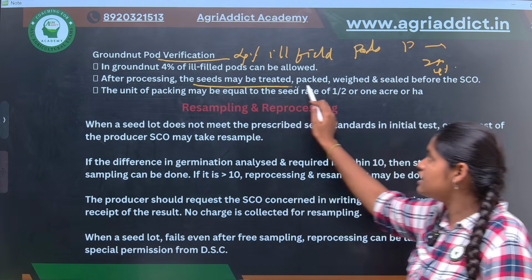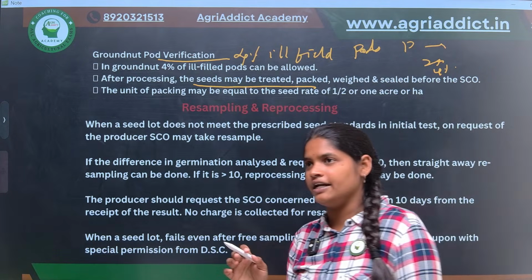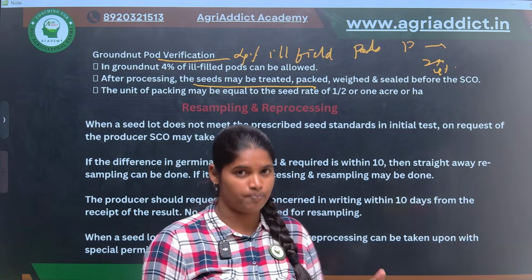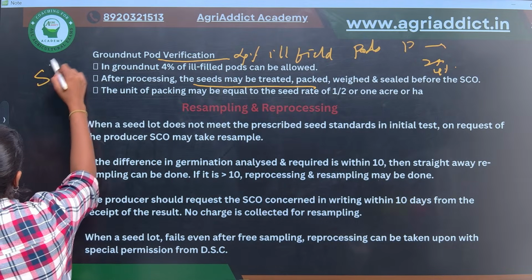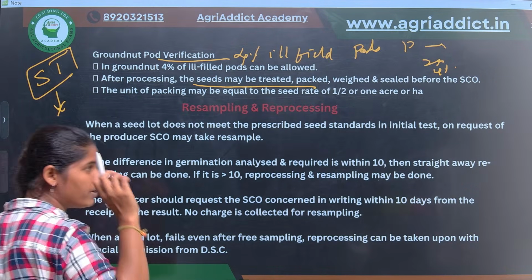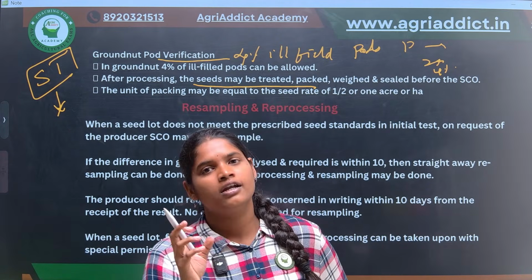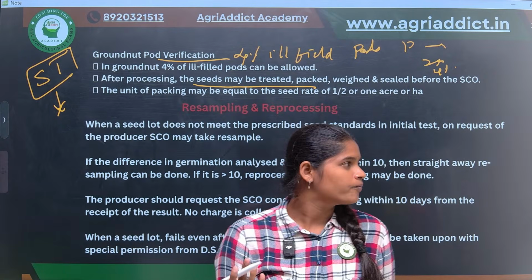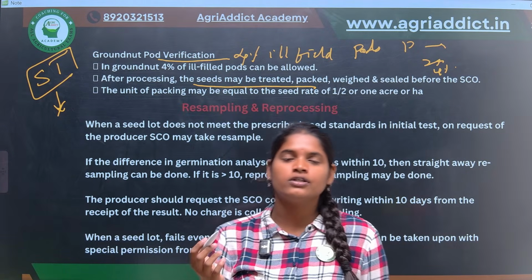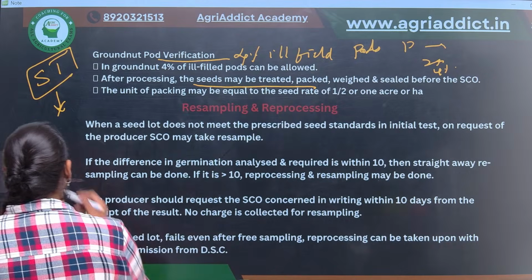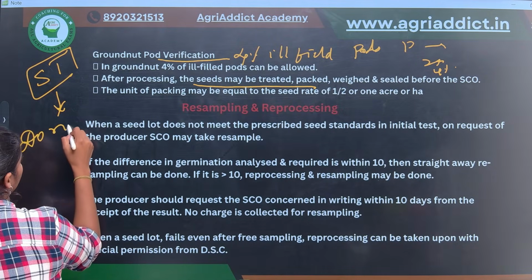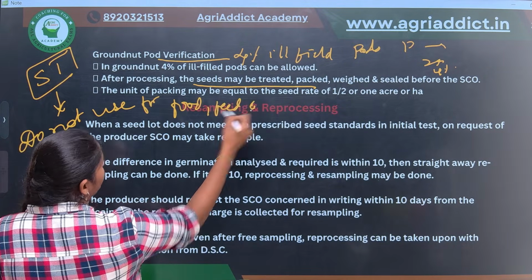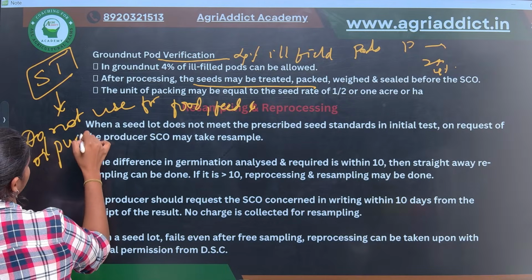After processing, the seeds may be treated. If the seeds are susceptible to any seed-borne diseases or already have a seed-borne pathogen, then they will go for seed treatments. Whenever they do some seed treatment, they have to mention on the label that the seed has been treated. If they are using any mercuries or any other poisonous chemicals, then they have to mention: do not use for food, feed, and oil purposes. This statement should be given there.